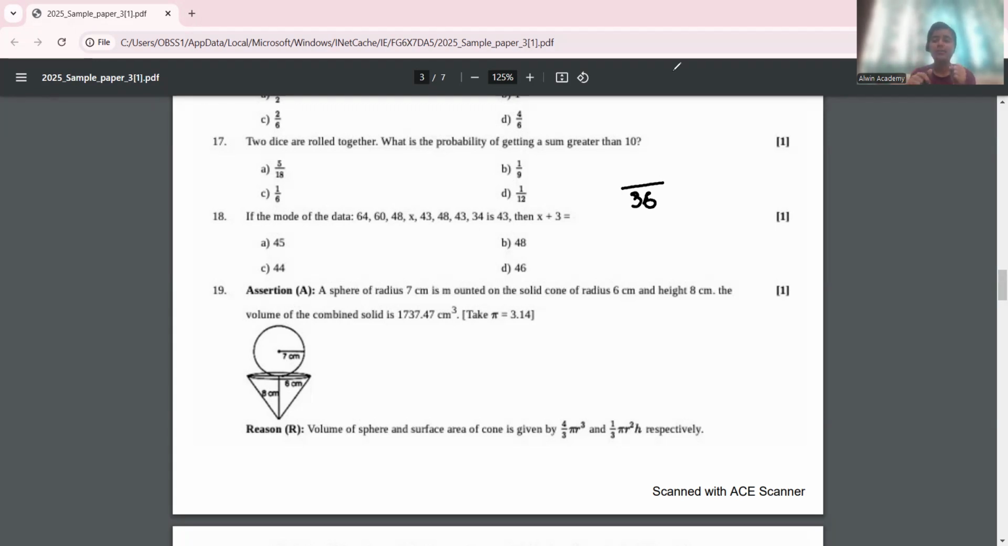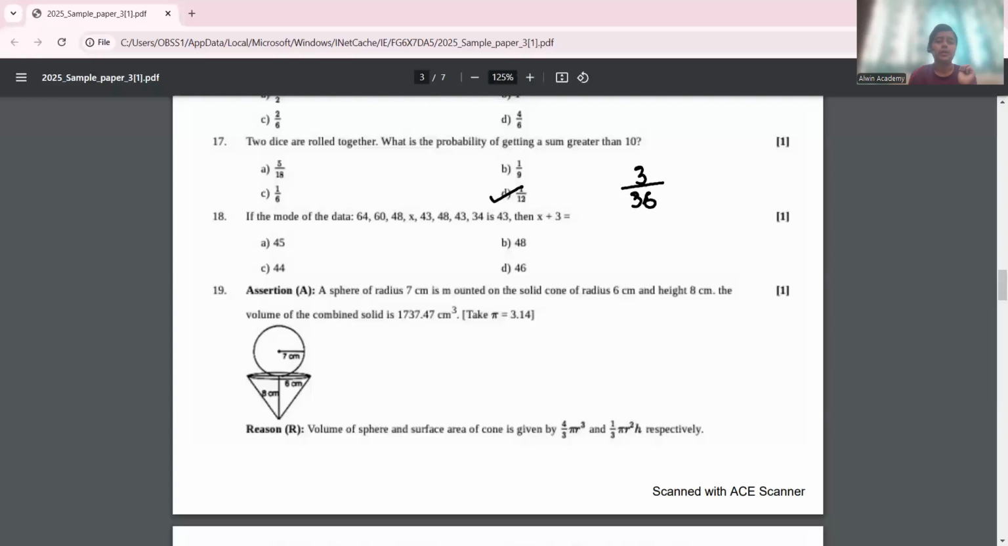Moving on to 5. With 5, we can take 6. 5 plus 6 is 11. So, one possibility, 5 comma 6. The other with 6, we have 6 comma 5 and 6 comma 6. So, we have three possibilities. 3 upon 36, that is 1 by 12, option number D.